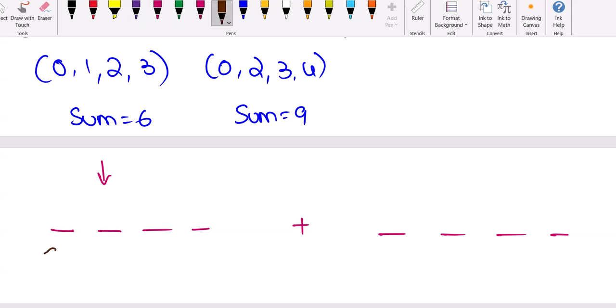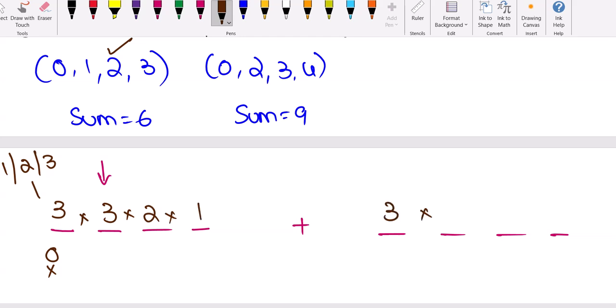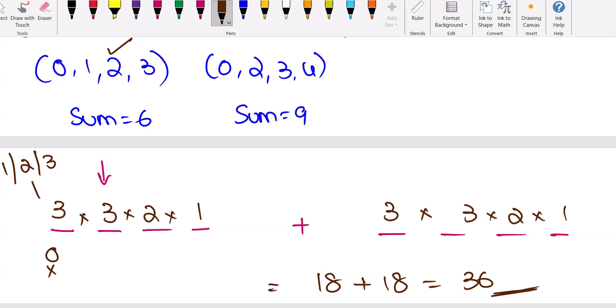Now, I don't want 0 here. That condition only we have to start with. When I don't want 0 here, how many chances to fill this? 3 chances. I can fill with 1 or 2 or 3. Let us say I used 2. Then for this slot, 3 chances: 0, 1, 3. Next, 2 chances. Next, 1. So 3 into 3 into 2 into 1 is 18. Same reason for the other, so it's 18 plus 18, which is equal to 36.